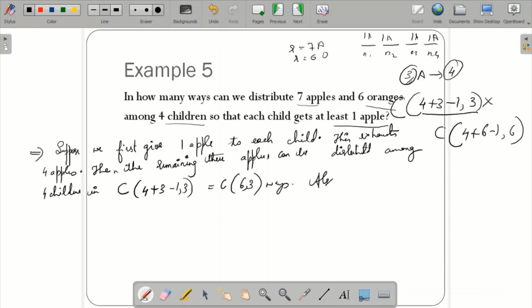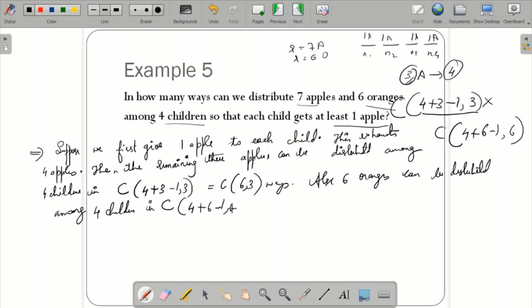Also, 6 oranges can be distributed among 4 children in combination of 4 plus 6 minus 1, comma 6, which is equal to C(9,6) ways.